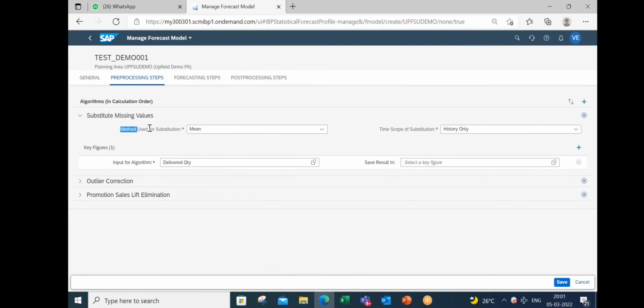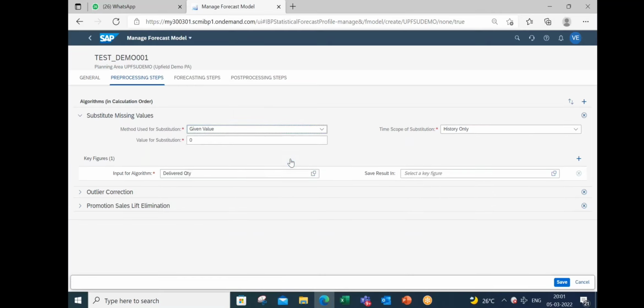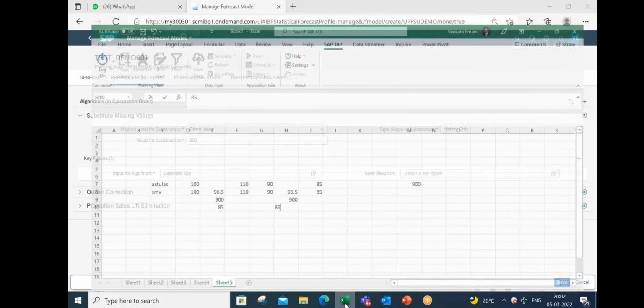It is asking for the method used for substitution: mean, median, or given value. I showed you the mean. For the median, the system will calculate it in a similar way and replace the missing values. For given value, suppose I give 900 here. If you remember, we have some missing values in our history.